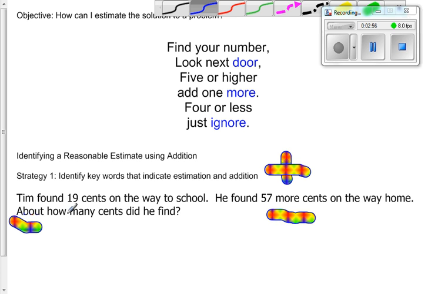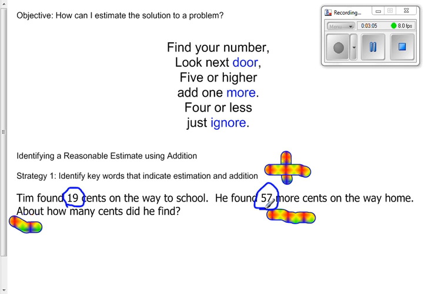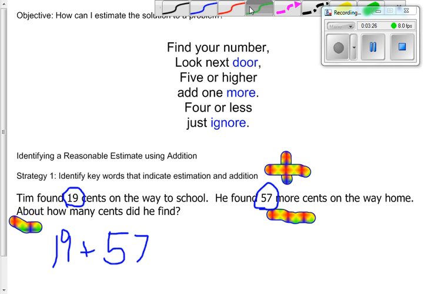So I see two numbers that we need to find. I see the number 19 that I'm going to circle and the number 57 that I'm going to circle. So I'm going to write that down in a word problem. So it would read 19 plus 57. But because we found the word about, we know that we need to round these numbers because we're estimating the solution. So I'm going to change my color so I can show you what that's going to look like.